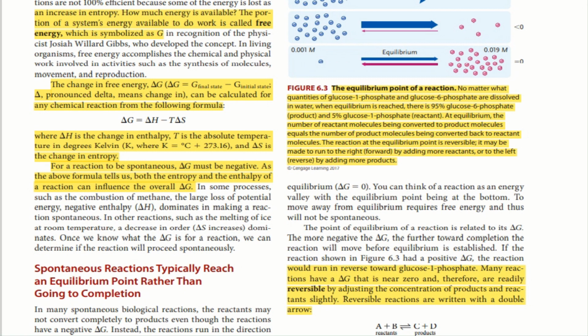In some processes, such as combustion of methane, a large loss of potential energy, negative enthalpy, dominates in making a reaction spontaneous. In other reactions, such as melting of ice at room temperature, a decrease in order dominates. Once we know the delta G, the change in free energy for a reaction, we can determine if the reaction will proceed spontaneously.